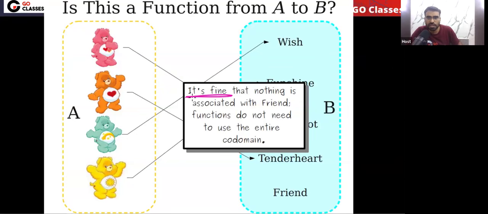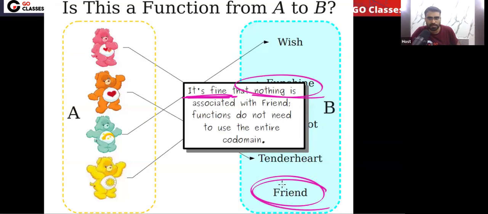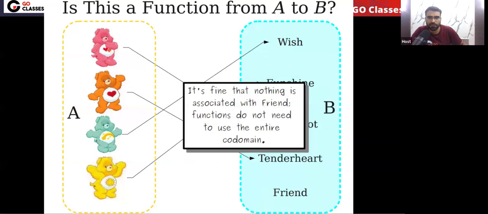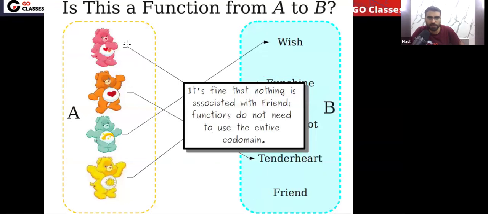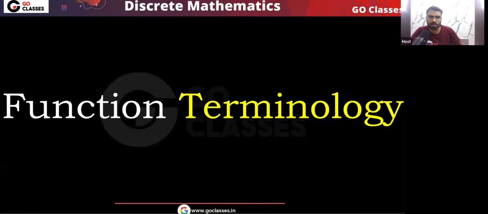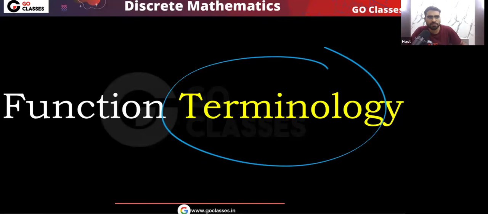So you can notice it is fine that nothing is associated with this element. Remember, functions do not need to use the entire codomain. In a function we don't need to use the entire codomain. So it is perfectly fine that no element of set A is associated to this element. This is the definition of a function. I hope you understood. Now let's see the next topic, function terminology.